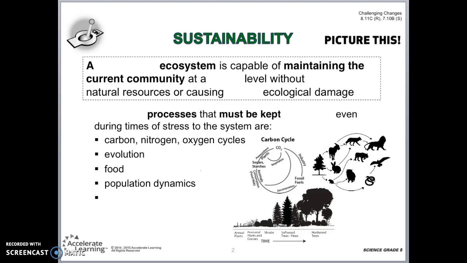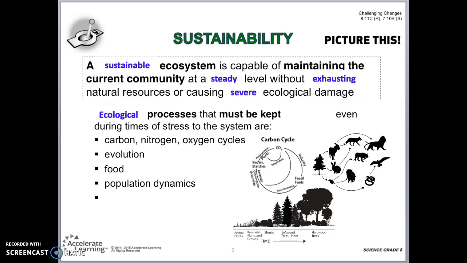Next, we have something called sustainability. A sustainable ecosystem is capable of maintaining the current community at a steady level without exhausting natural resources or causing severe ecological damage. So what this means is that an ecosystem is sustainable if it's able to survive without using all its resources.